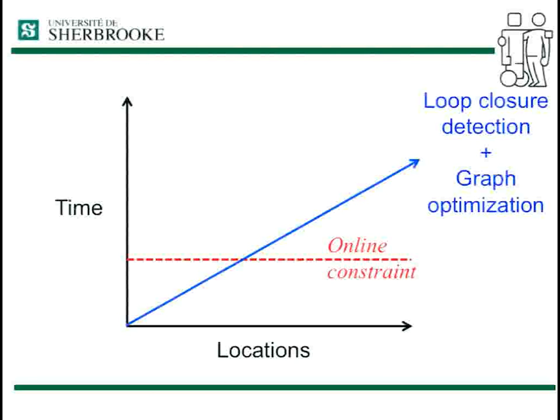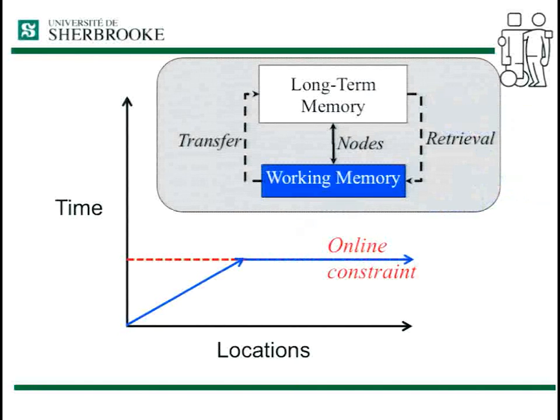For large-scale online mapping, the problem is that the processing time for loop closure detection and graph optimization is dependent on the size of the environment. So to respect the online constraints, we use a memory management approach that will limit the number of locations in the working memory of the robot for loop closure detection and graph optimization.